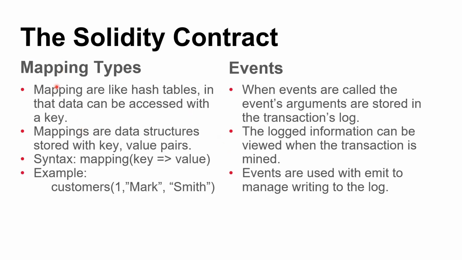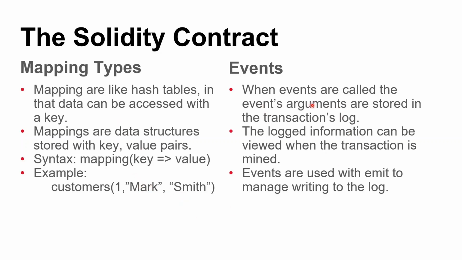So, mapping types. Mappings are similar to hash tables in that you can build the data structure and access it with a key-value pair. We can see here in the customers mapping is Mark Smith, and Mark's key is right here, and the value happens to be 1. Anytime I want to access Mark, I would just pass the number 1 to the customers mapping, and I would get all of the data that is part of this mapping.